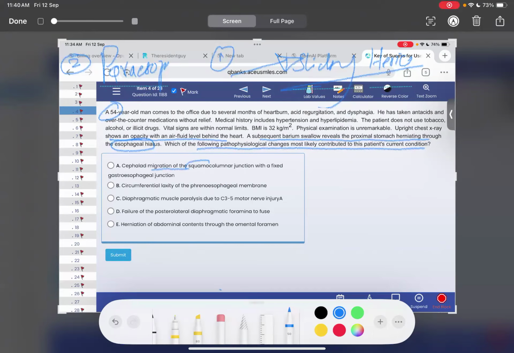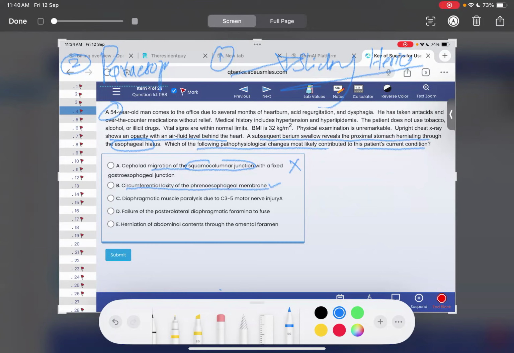Upward migration of the squamocolumnar junction. It means they're asking that the epithelium has changed, and there is no abnormality at the gastroesophageal junction. So it's Barrett's esophagus, so it is incorrect. Next, circumferential laxity of the phrenoesophageal membrane. What do you think? Yes, this can be the cause. That's perfect.